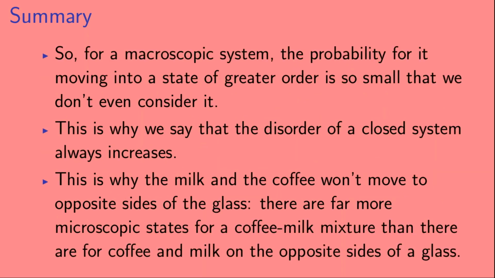So, for a macroscopic system, the probability for it moving into a state of greater order is so small that we don't even consider it. This is why we say that the disorder of a closed system always increases. This is why the milk and the coffee won't move to opposite sides of the glass. There are far more microscopic states for a coffee-milk mixture than there are for coffee and milk on opposite sides of the glass.